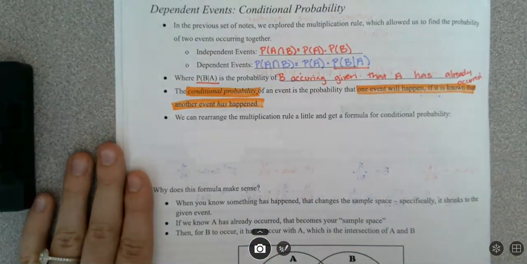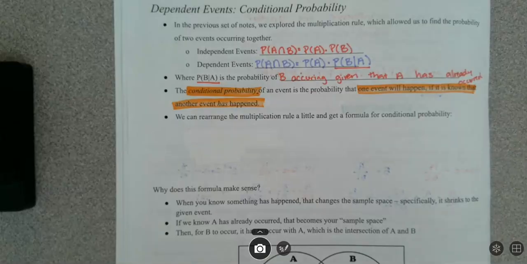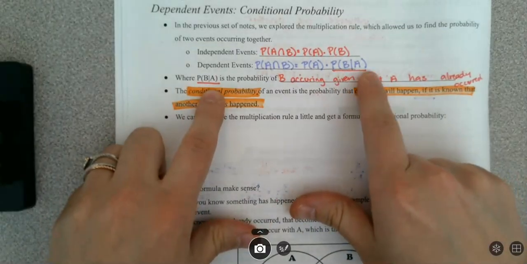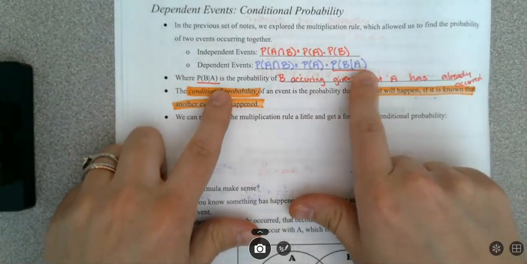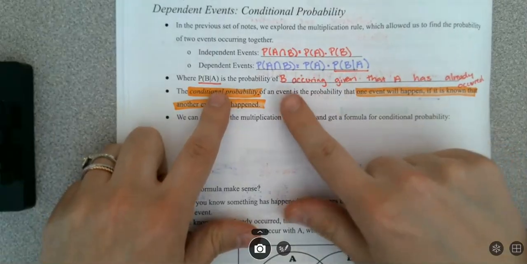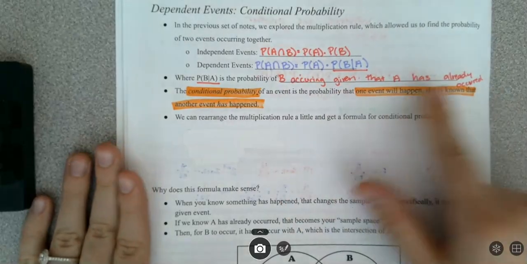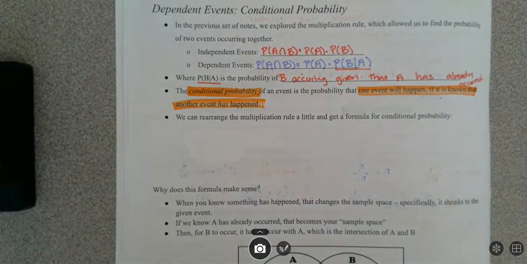Remember this bar. That bar there means given. Notice here I've underlined the probability of B given A, which is the probability of B occurring given that A has already occurred. Now, the conditional probability of an event is the probability that one event will happen if it is known that another event has definitely happened.